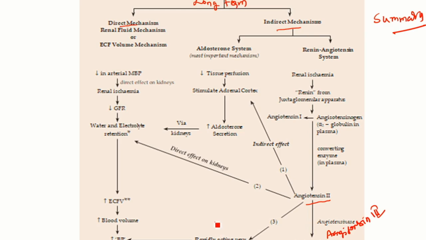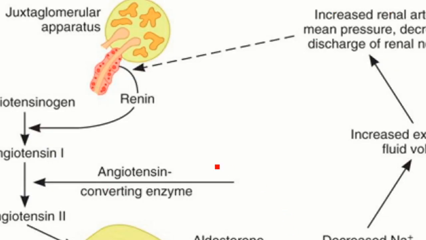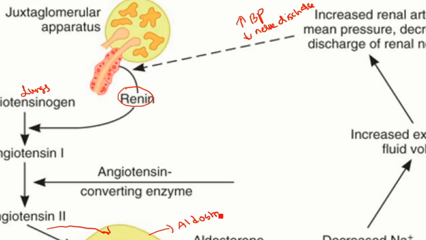This is the diagram, and I already told you. This is the juxtaglomerular apparatus, the JGA, from where renin is secreted by the juxtaglomerular cells, in response to decreased renal arterial pressure and changes in the renal nerve. Renin converts angiotensinogen into angiotensin 1, and angiotensin converting enzyme converts it to angiotensin 2, acting on the adrenal cortex to secrete aldosterone, decreasing sodium excretion and increasing extracellular fluid volume. Once extracellular fluid volume is more, the BP is also more.